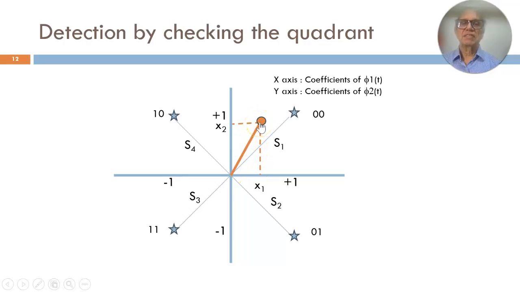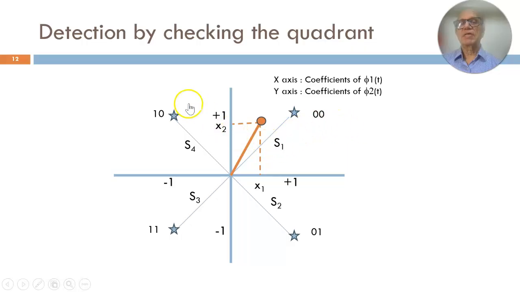One way of checking which signal was sent is by checking the quadrant. So you find out if this is lying in the first quadrant, then you conclude that S1 was sent and therefore 0, 0 was the original waveform. If it was in this quadrant, then you conclude that S2 was sent and therefore the original signal was 0, 1, and so on. So in short, if both x1 and x2 are positive, then this is the quadrant. If x1 is positive and x2 is negative, this is the quadrant. So this is one simple way of detecting which waveform was transmitted. Okay.